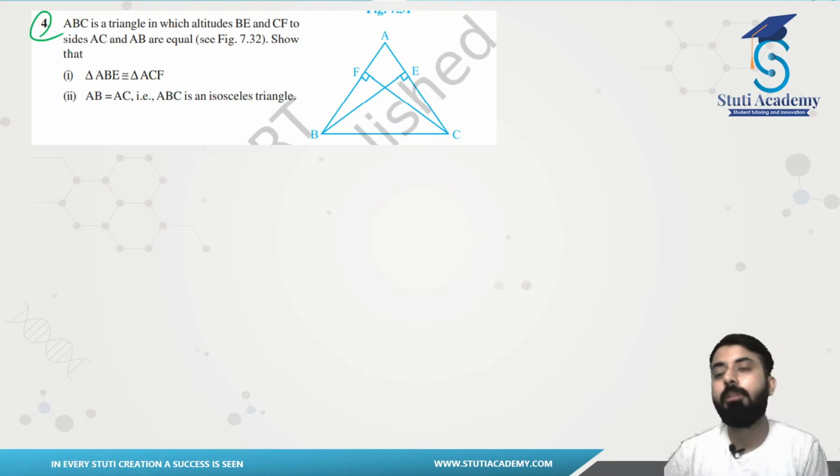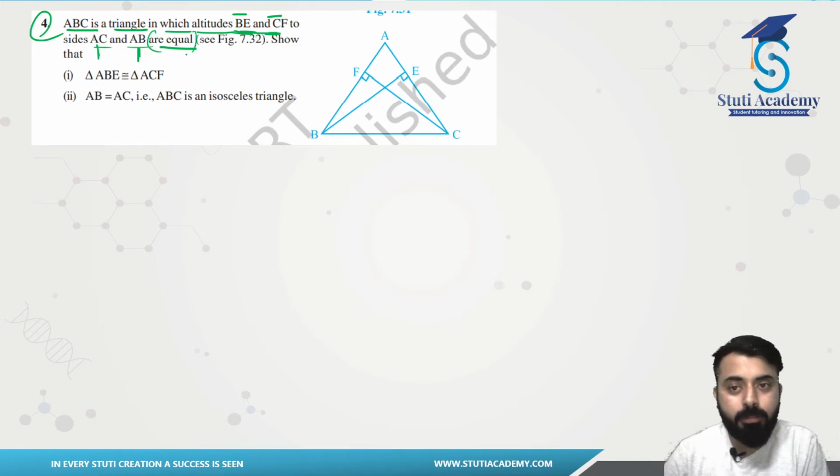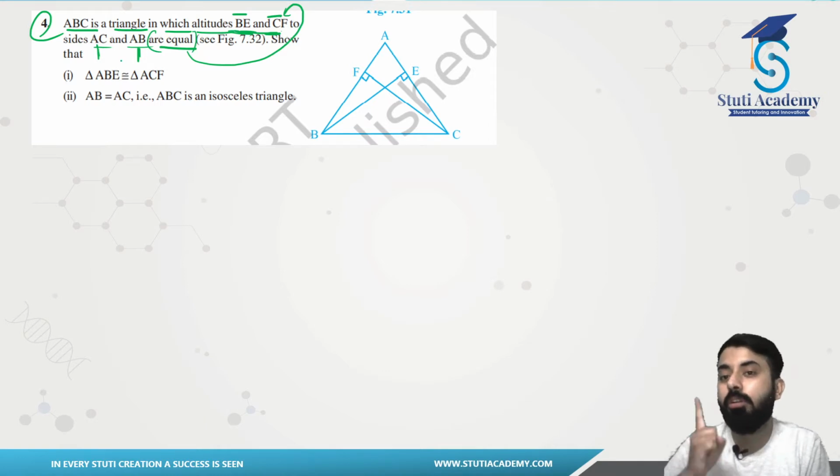So this is our sum number 4 that was actually left. ABC is a triangle in which altitudes BE and CF, to the sides AC and AB, are equal. Don't get the question wrong here. It tells you that the altitudes BE and CF to the sides AC and AB are equal. They have written it quite cleverly, just to confuse you, but you are intelligent. Just remember, they are talking about your BE and CF, not AC and AB. Don't get it wrong here.